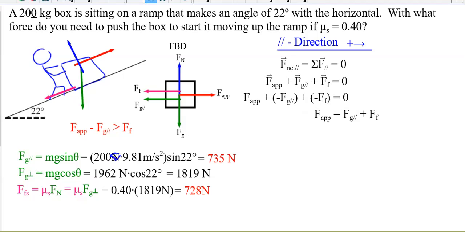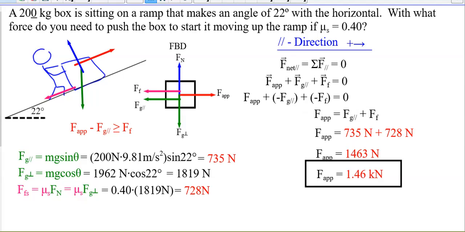So plug those numbers in, 735 and 728, into my actual equation. All right, 735 and 728, when you add them together, you should get about 1,463. And if I'm following the rules of significant figures, then I'd probably just write it down as 1,460 kilonewtons. All right, so that's how much your applied force would need to be just to even begin pushing this block up the inclined plane.